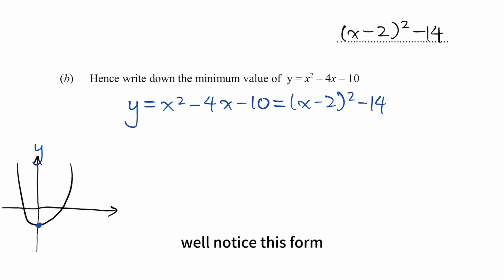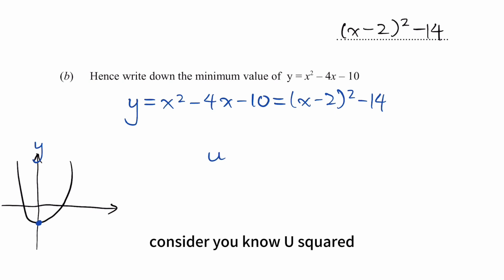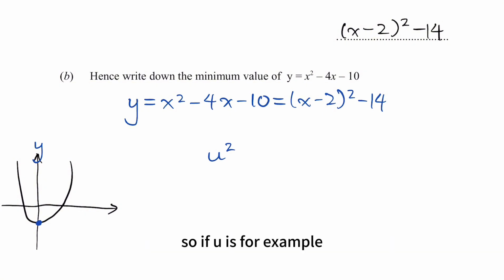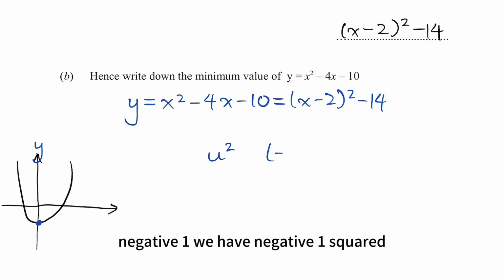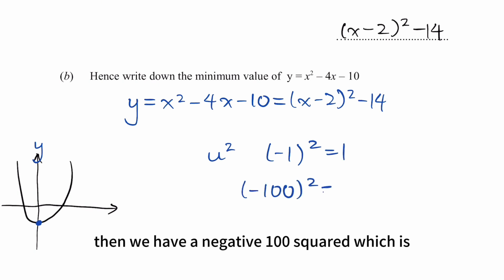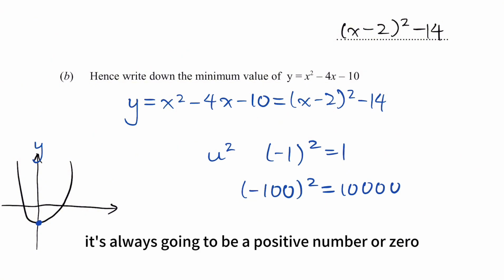Well, notice this form. Consider u squared. u squared is always positive. Anything squared is always positive or 0. So if u is, for example, -1, we have -1 squared, which is 1. If we have -100, then we have -100 squared, which is 10,000. It's always going to be a positive number or 0.